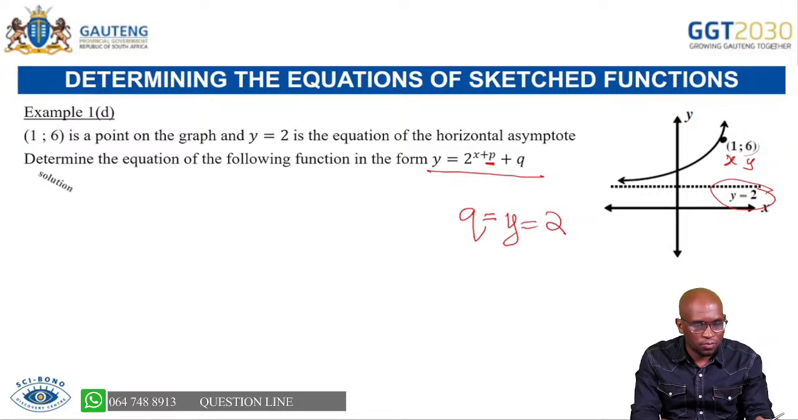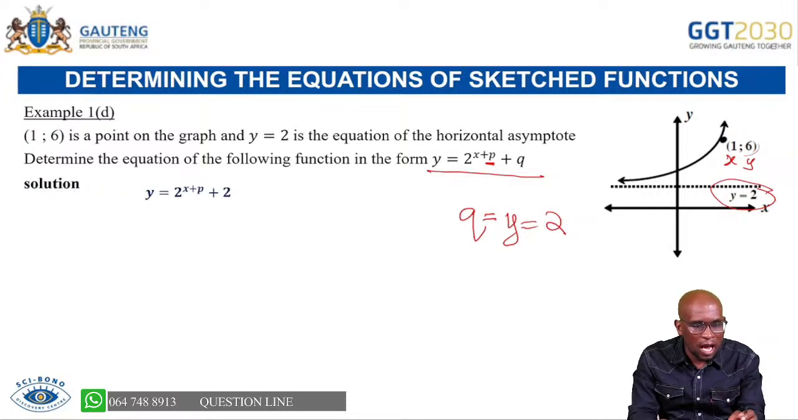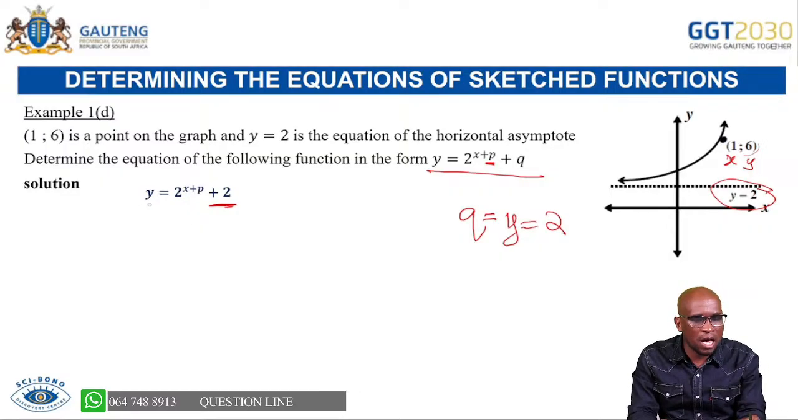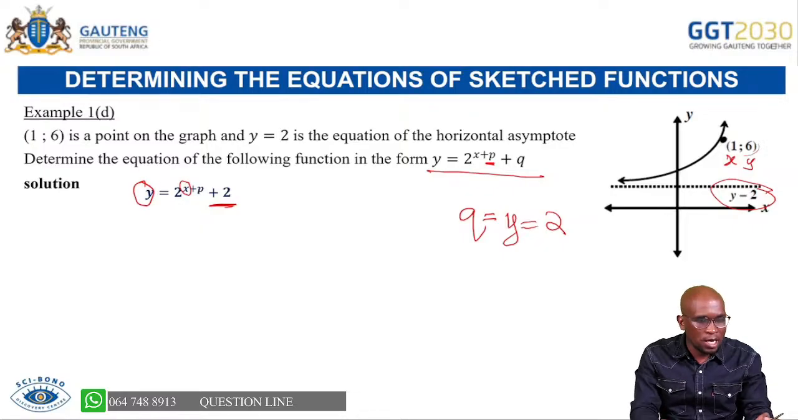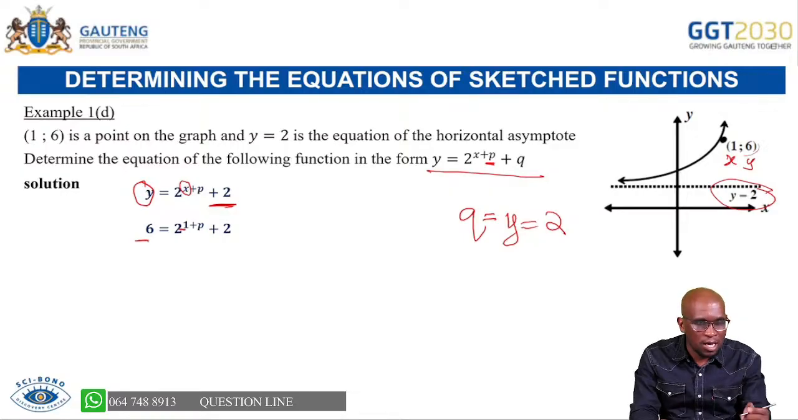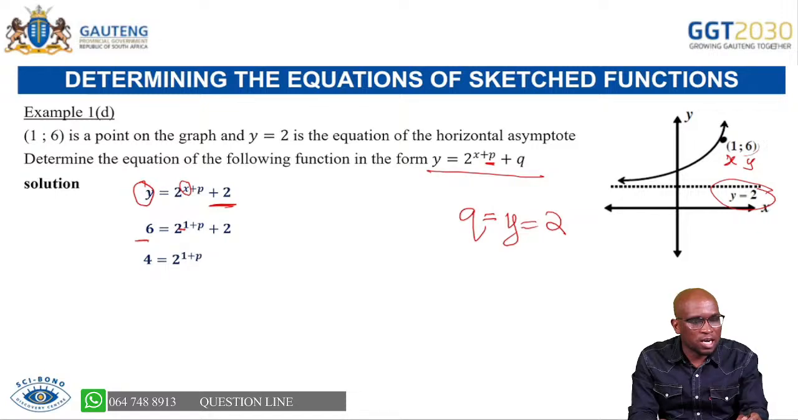Now, let's see. To start off there, I substituted the vertical shift, the value of q, as 2, and then from there I will have to substitute x and y from the given point and solve for p. The given point is 1 and 6. Where I see x, I substitute 1. Where I see y, I substitute 6. And then from there, I solve. Transposing the 2, I get that 6 minus 2 gives me 4. And then I'm left with 2 to the exponent of 1 plus p.